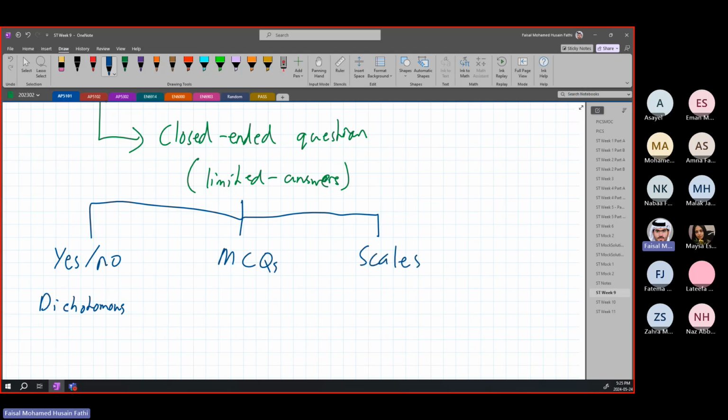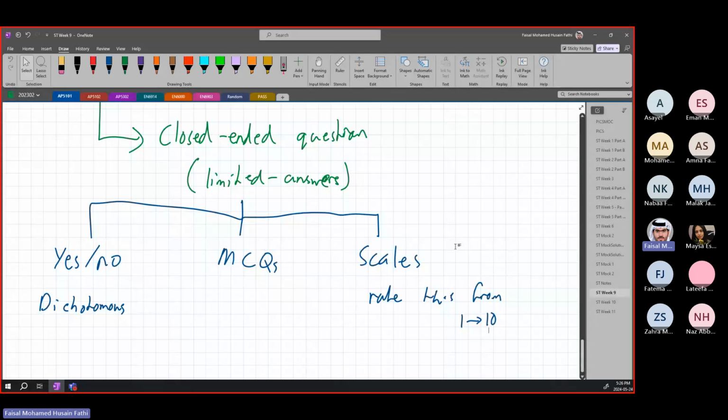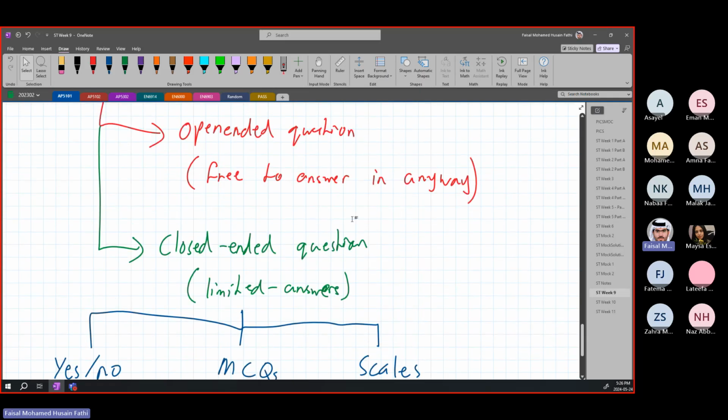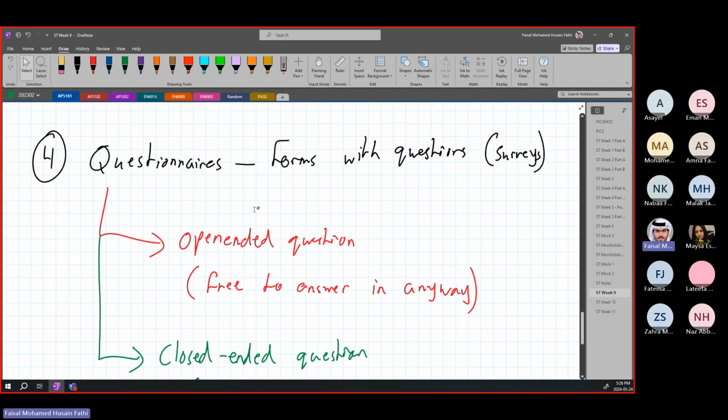Scales meaning saying rate this from 1 to 10, for example. All right, like a rating scale. So you say, based on your experience with this product or whatever, rate it from 1 to 10. Okay, and these are the most common types of questions that could be asked during questionnaires.